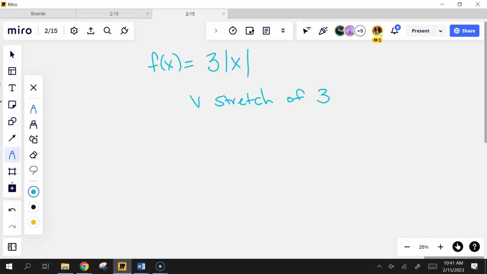Graph the stretched function using at least 5 points. At least 5. 5 is the minimum.